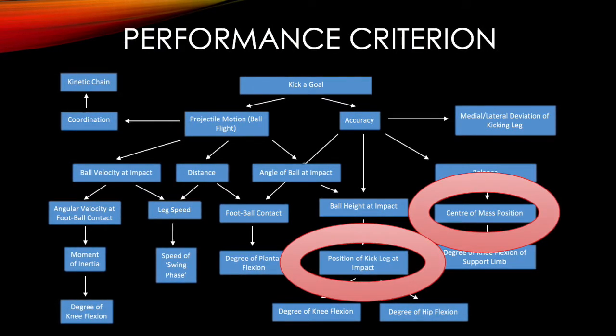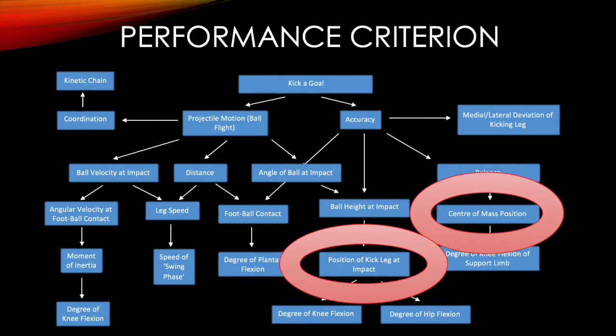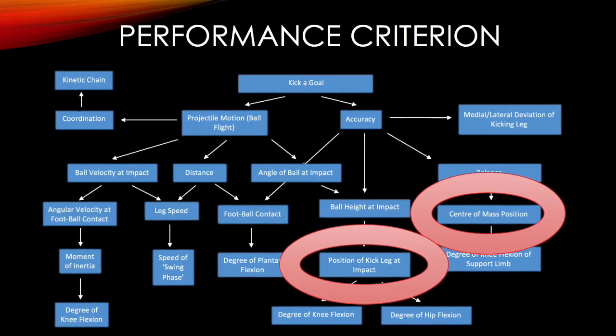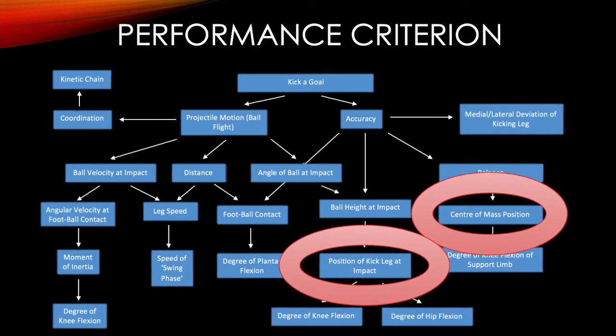The position of the athlete's leg at ball contact can be examined through assessing the athlete's knee and hip flexion during this time. It has been discovered through many studies that greater knee flexion and hip flexion is positively correlated to accuracy.